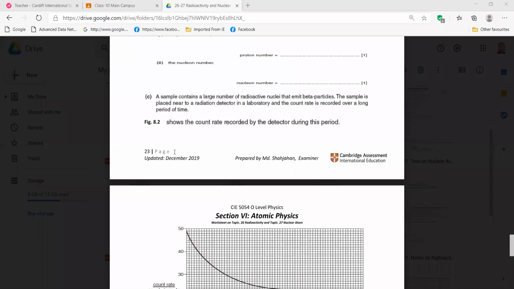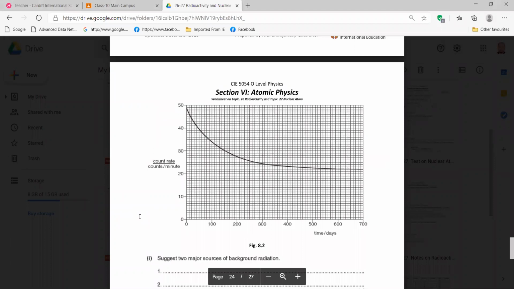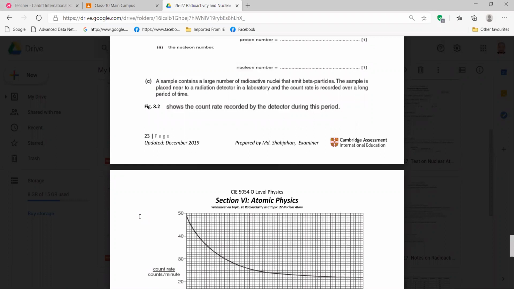Adnan, we are continuing from here. Structured part, Question 8, part C. This one, from this graph. So, can you read it, Adnan? Where from, sir? Part C. 8C. We are continuing from 8C.